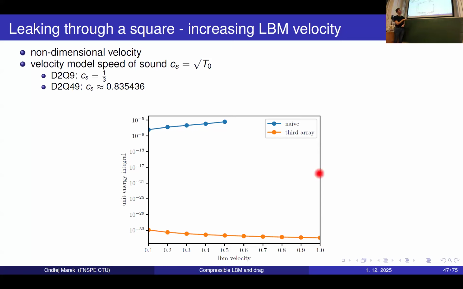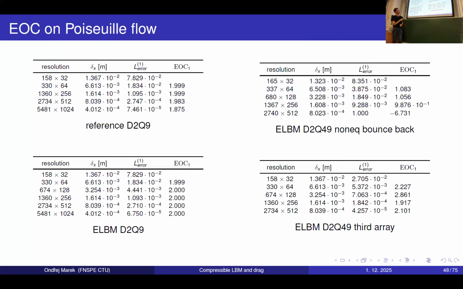So here the third array actually works better, even when I try to not push the inflow velocity right to the maximum, to the 0.3. But when I try to increase it slowly, the simulation still crashes. So this was the first problem.